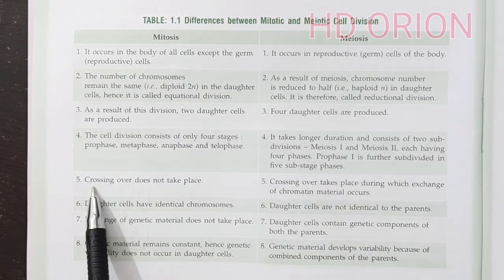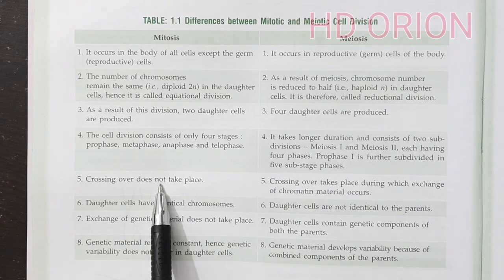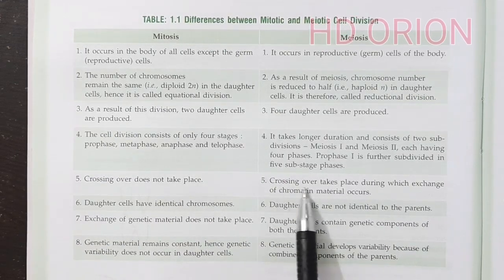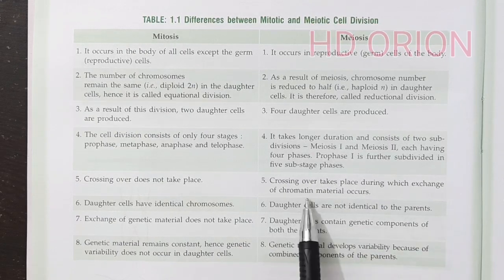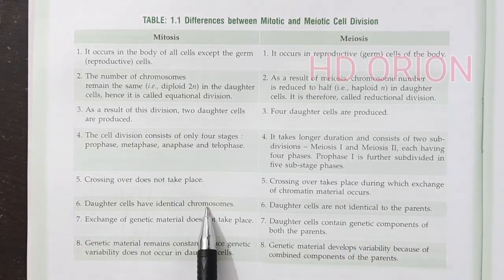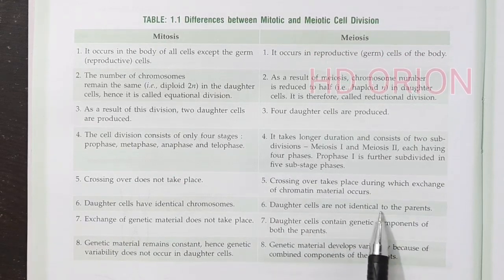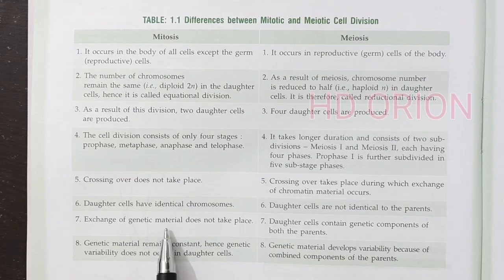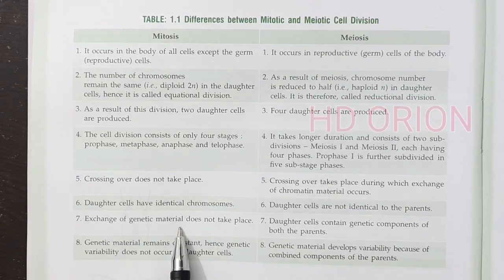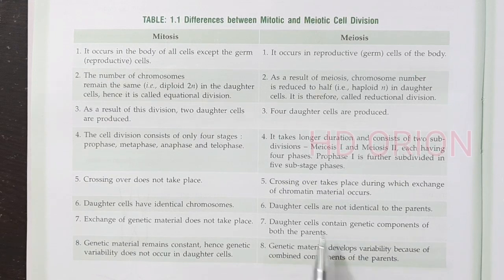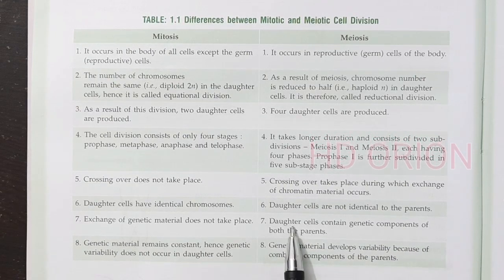In mitosis, crossing over does not take place, and therefore the daughter cells are identical to the parents. But in meiosis, crossing over takes place, exchange of chromatin material occurs, and therefore there is a difference. Daughter cells have identical chromosomes in mitosis, and in meiosis daughter cells are not identical to the parents due to variation. Exchange of genetic material does not take place in mitosis, and in meiosis the genetic components of both the parents are merged in the daughter cells.